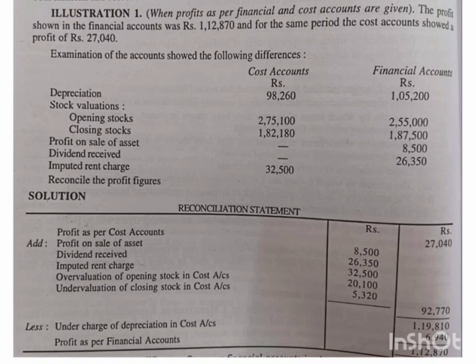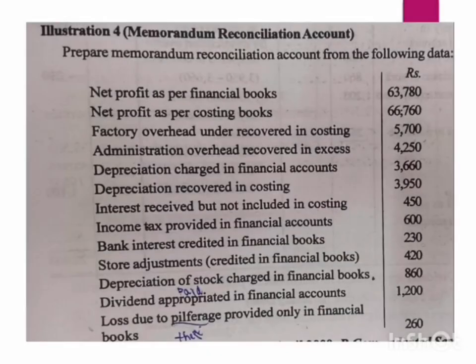These items should be added to the profit as per cost accounts, and then we should deduct the charge of depreciation in cost accounts. Finally, the profit as per financial accounts will be derived. The charge of depreciation in cost account is found by subtracting the depreciation under the cost account and financial accounts. Let me see the sum regarding the memorandum reconciliation account.